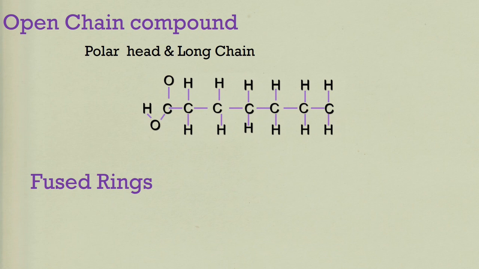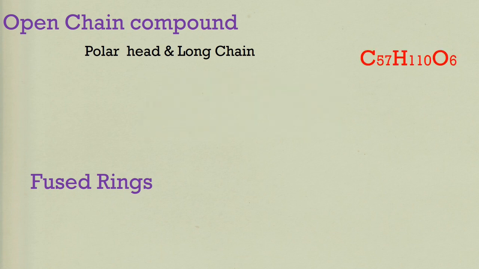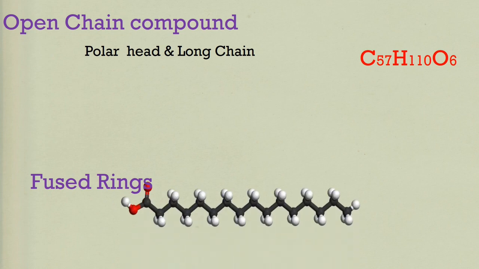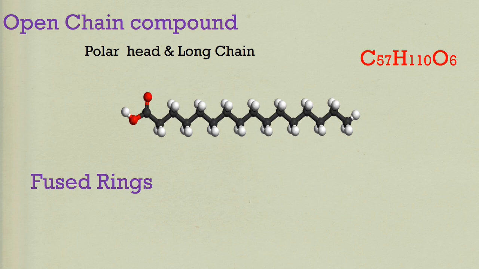Let's look into the details of the open chain compound and the fused rings. This is how it will look chemically. Lipids consist of 3 atoms, mostly the carbon, the hydrogen, and the oxygen. In formula, carbon is 57 in number and hydrogen is the most numerous with 110, and oxygen being the least. In a ball and stick appearance of an open chain, we can divide it into a polar head at the left side and a long chain at the right side.